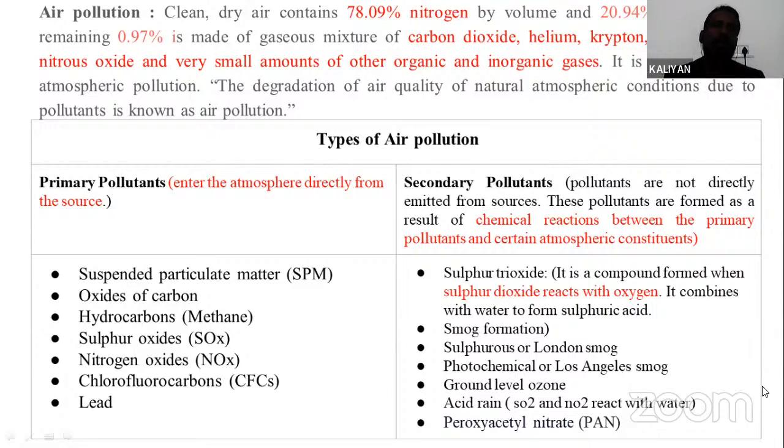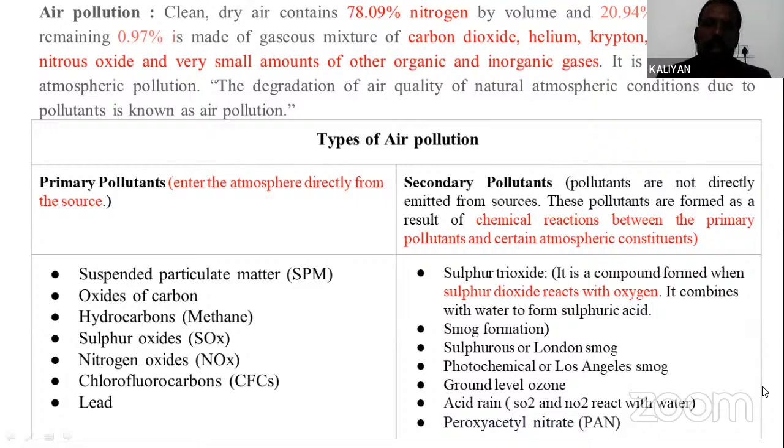We can divide air pollution into two types: primary and secondary. For primary pollution, the pollutant enters the atmosphere directly from a source. Secondary pollutant means it is not directly emitted from the source. These pollutants are formed by chemical reactions of primary pollutants or certain atmospheric constituents.